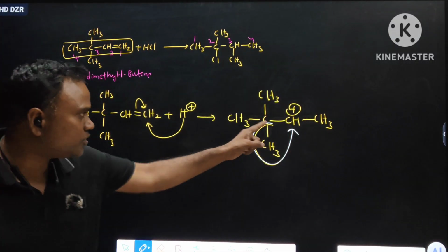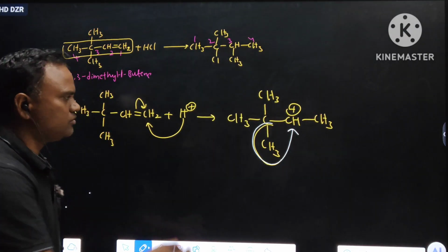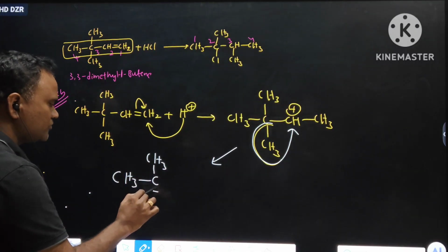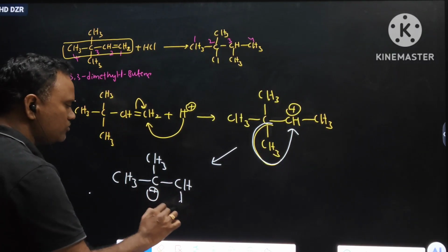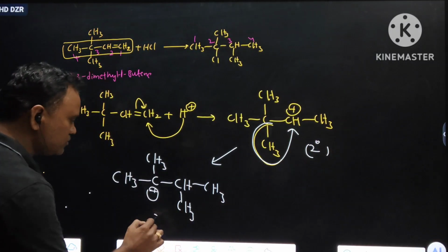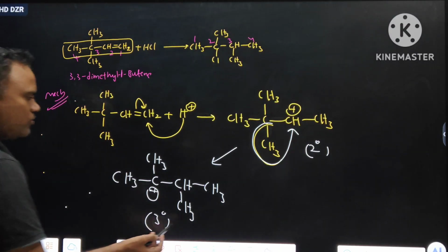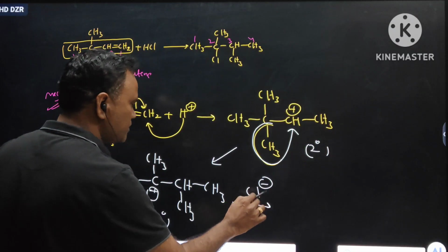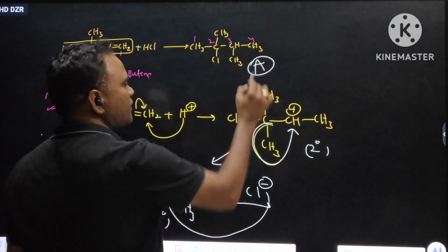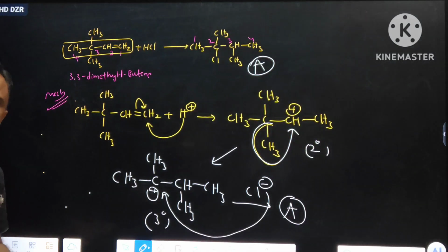The methyl group also shifts along with the bond pair of electrons. Clear? The methyl group takes its own electrons and the electrons of the carbon to get a 3 degree carbocation. This is 2 degree, this is 3 degree. Guess what happens in the next step? Cl negative addition takes place to get the product. Let us consider it as A. So sometimes a methyl shift also takes place.